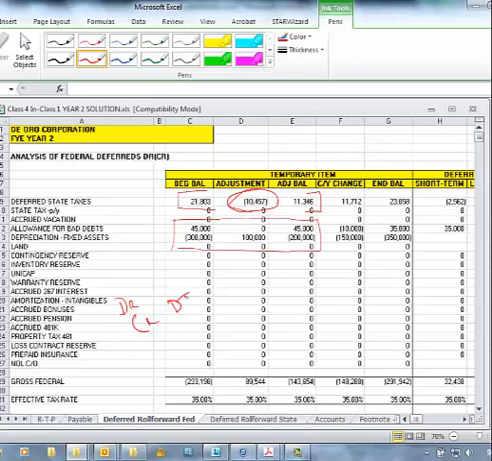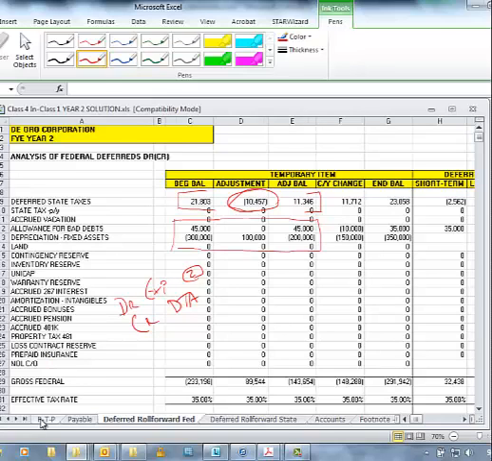I need to credit my DTA. My DTA is going down. I got to debit my expense for step two. Okay? So, step one, right? Figure out the effect to your payable. Step two, figure out the effect to your deferreds. Let the provision fall out.